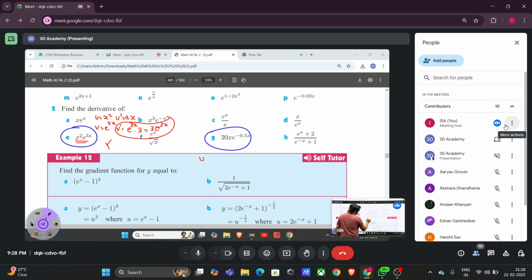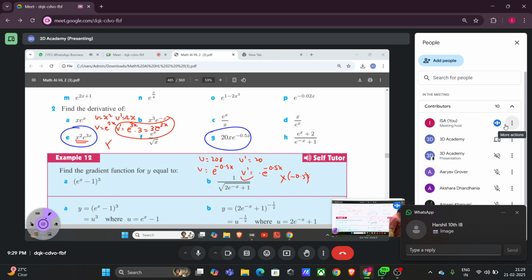Next, u is 20x, so u dash will be 20. V is e raised to power minus 0.5x, so v dash will be e raised to power minus 0.5x into multiplication of its differentiation minus 0.5. Sahil has got the right answer. Aryav Grover has got the right answer. Very good guys. ठीक है.